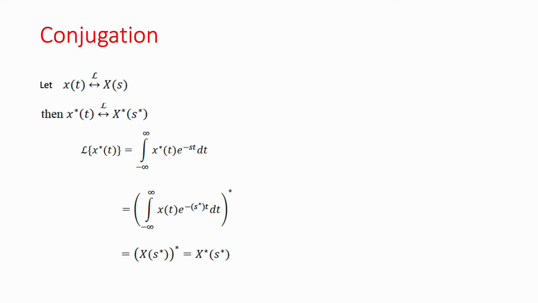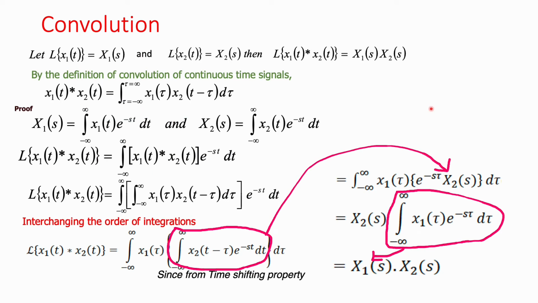Now just look at the formula. I already told you what changes you get in the formula. Now for X of s conjugate, the exponential term is s conjugate, that you can write. Then overall you have the conjugate. Finally, X conjugate of s conjugate. So this is the proof of conjugation. The next important property is the convolution property.